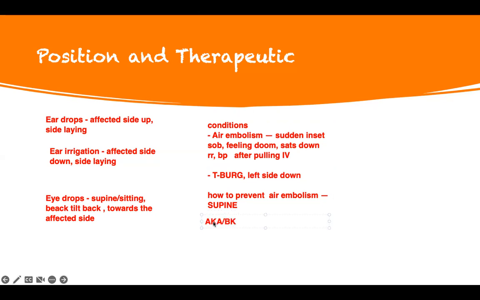And BK. When you do an amputation, we want to avoid flexion contractures. Because of that, after 24 hours, they need to be prone 30 minutes, 3 to 4 times a day. That's how you can prevent it.